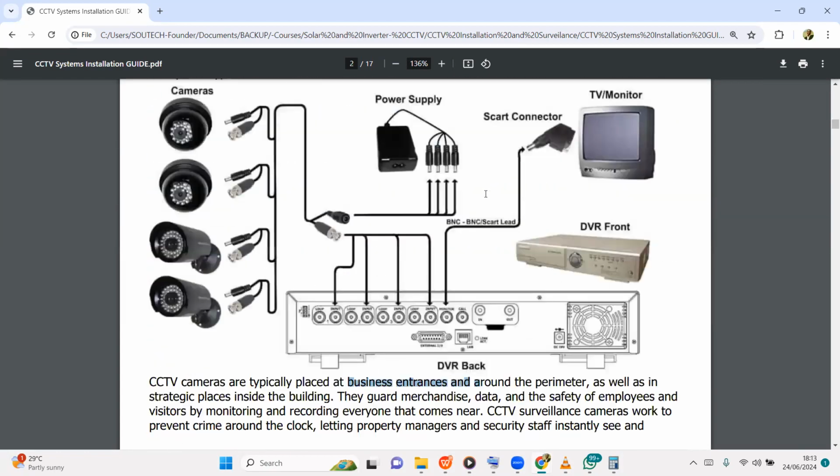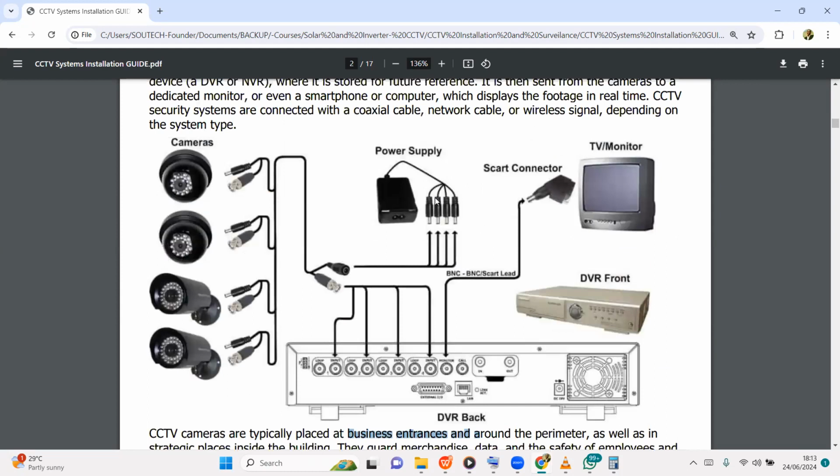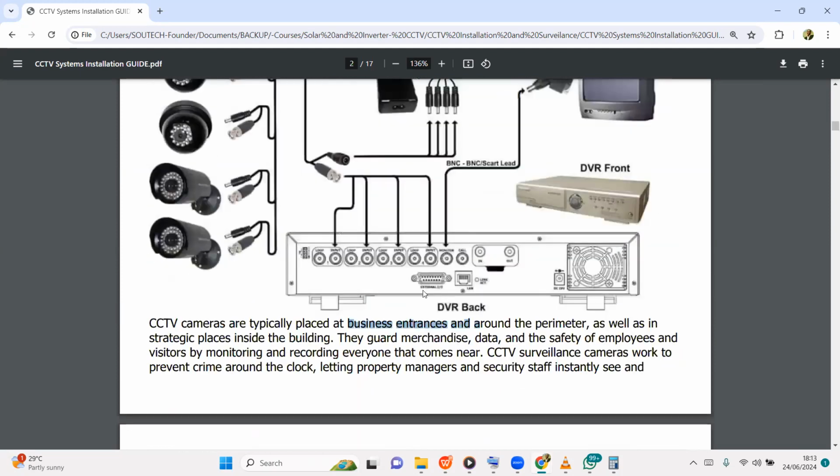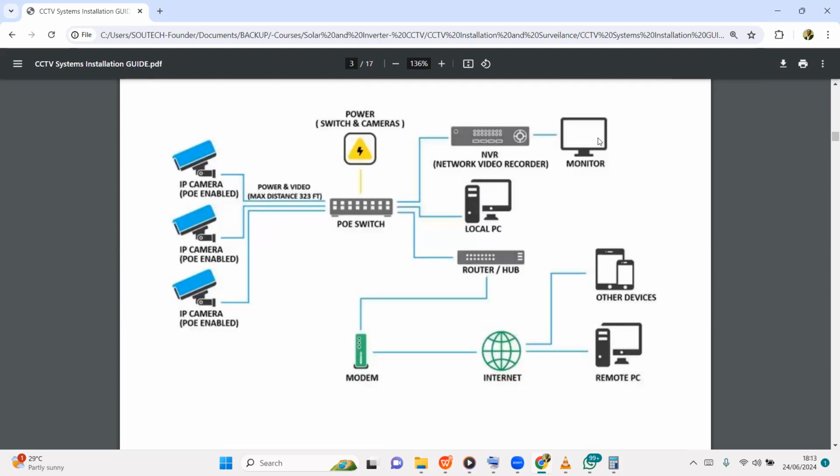So understand that a CCTV system consists of cameras, power supply, or if it is for NVR, a PoE switch, then an NVR, or a DVR for analog, then a monitor. Inside this NVR or DVR, you have a hard disk that records the system. Then if you want to be able to view your camera even while you're not at home, you need an internet modem that you connect through cable to the NVR, and you configure it through the software of the NVR.